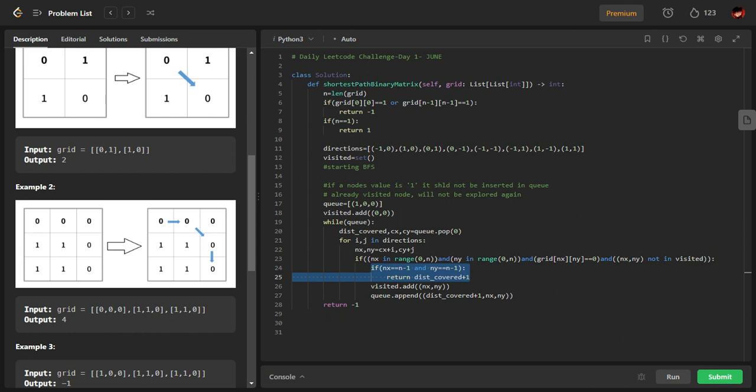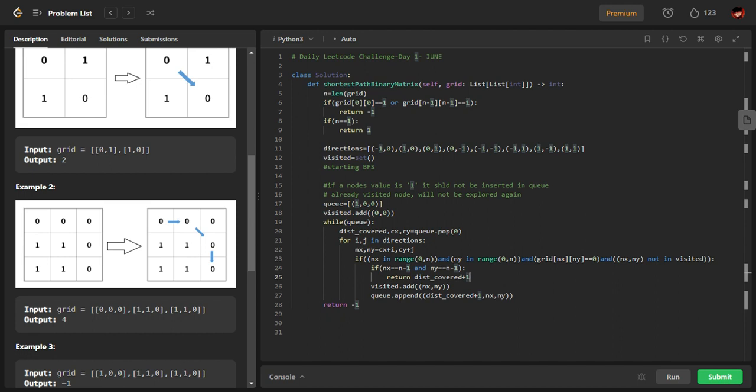What is the last node? That means if it represents the n minus 1 comma n minus 1 index, that is the rightmost bottommost node. If that is the case, we will be returning the distance covered plus 1. Remember, distance covered is for the current node, cx and cy. When we talk of nx and ny, we are supposed to add 1. That's why I'm adding 1 here, because nx and ny represents the last node in this case.